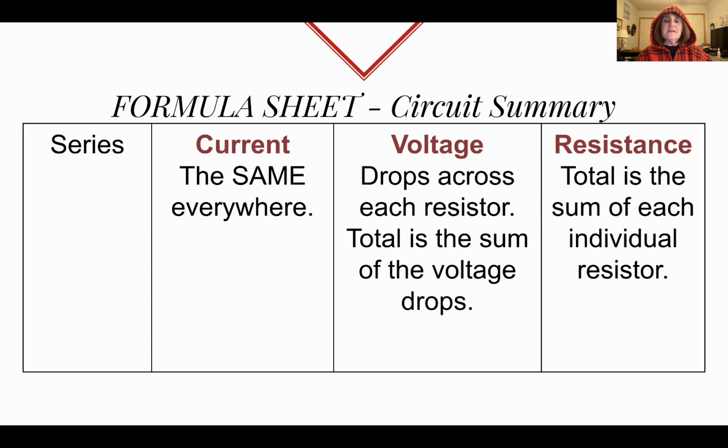On your formula sheet, give yourself a summary of series circuits. The current is the same everywhere. Voltage drops across each resistor, and the total is the sum of the voltage drops. Resistance is the total of the sum of each individual resistor.